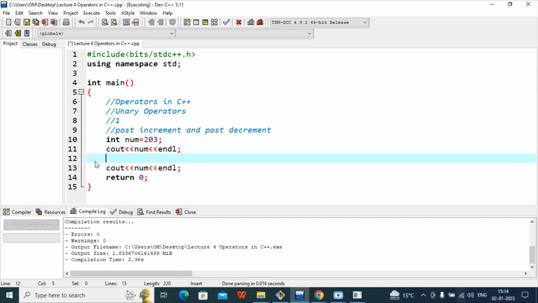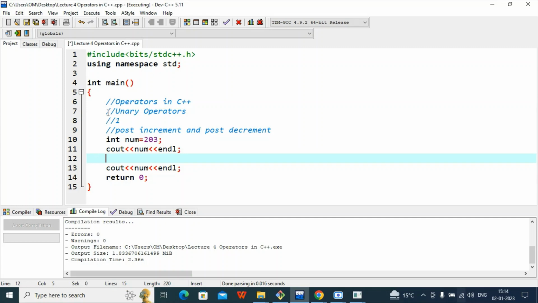But in C++, we mainly use post, right? So you have post increment and post decrement. Got it? Why is it called post? Because these unary operators plus plus and minus minus come after the variable name. Okay, so this much is your unary operator.